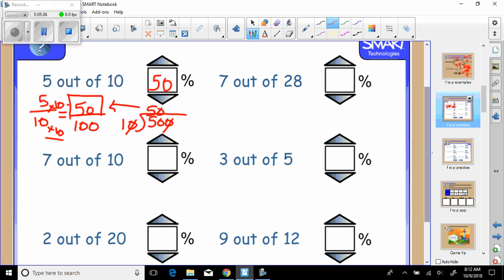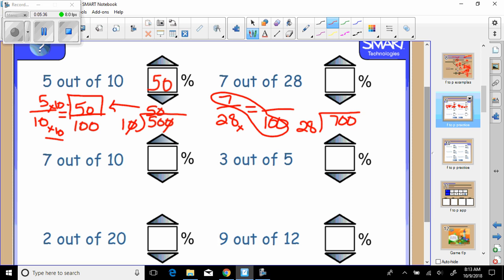Now, the next one is a little bit harder because 7 out of 28 equals how many hundredths? The reason why this one's a little bit harder is because you cannot multiply anything to 28 to get 100. So we can't do that one that way. This one we have to cross multiply. So 100 times 7 is 700. And then we divide that by 28.